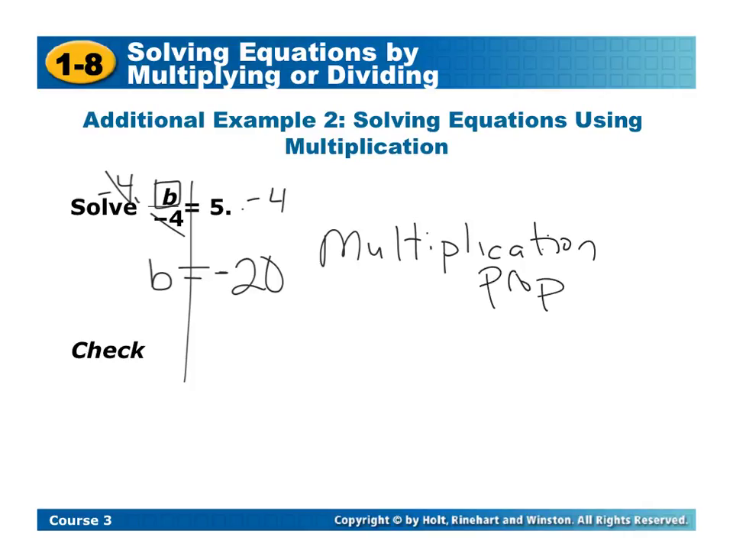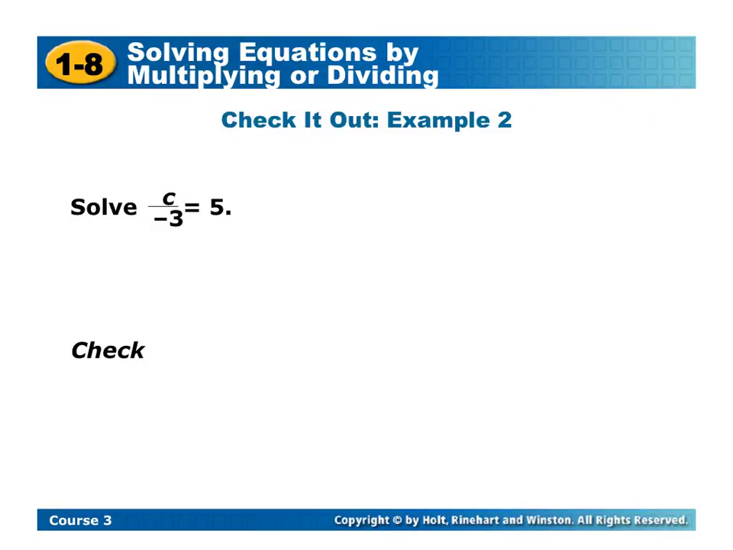We can check it by taking our value we found, which was -20, dividing it by -4. Negative divided by negative is a positive, so it checks. Alright kids, now it's your turn, so go ahead and try this one out.